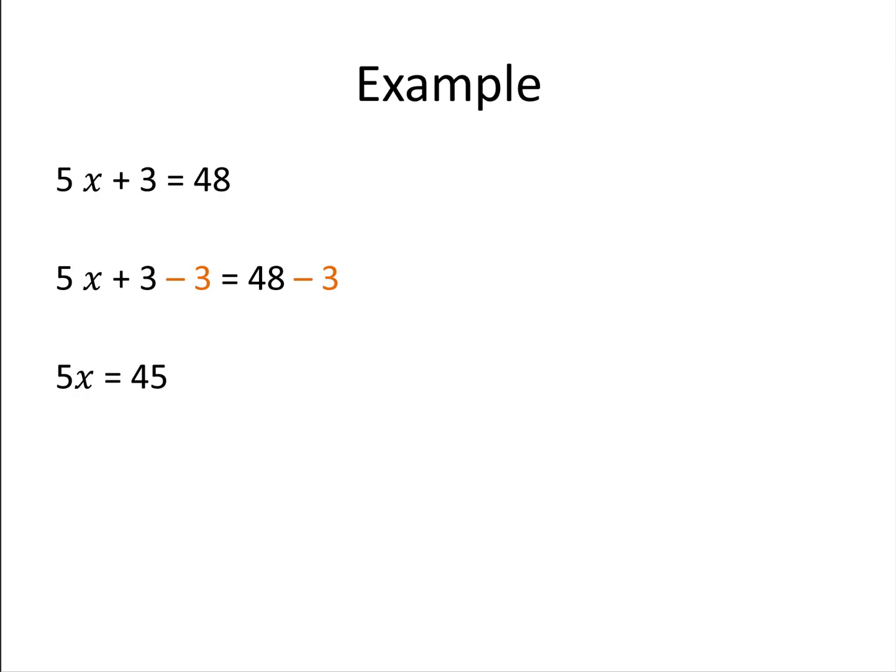But I don't want 5x, I want just x. Now, we know that 5x means 5 times x. So, to get rid of the 5, I need to divide by 5. But what I do to one side, to the other side, I need to do exactly the same. So I'm going to divide both sides by 5. And that gives me x equals 9.